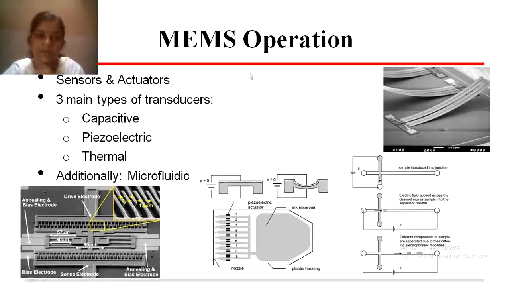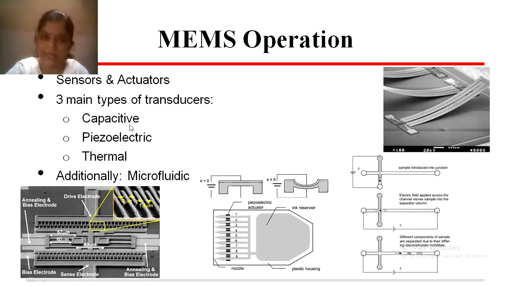Then MEMS operation is mostly based on components. Already we have seen the components: microelectronics, micro sensors, and micro actuators. Sensors and actuators are the most important components of a MEMS system. There are again three main types of transducers. A transducer is nothing but a device that converts one type of energy into another type of energy.